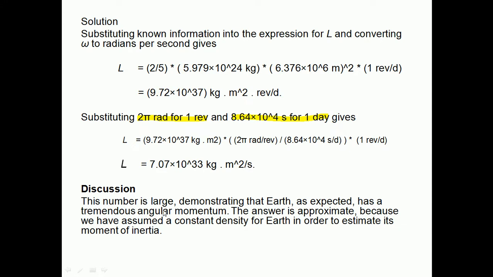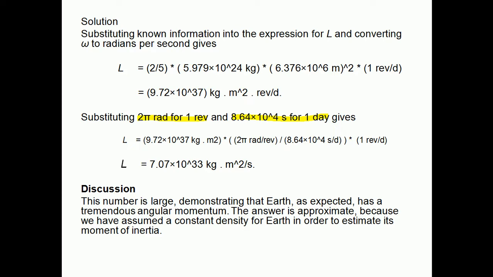This number is very large. Why? Because the earth is a very large object, demonstrating that the earth, as expected, has a tremendous angular momentum. It's a very high value. The answer is approximate because we have assumed a constant velocity for the earth, and constant density. Velocity is of course constant. The density we assume is constant, whereas it varies, but just for simplicity, we assume that it is constant.